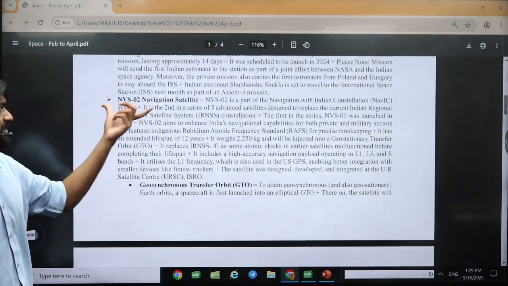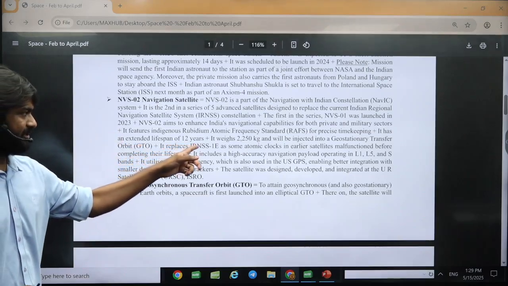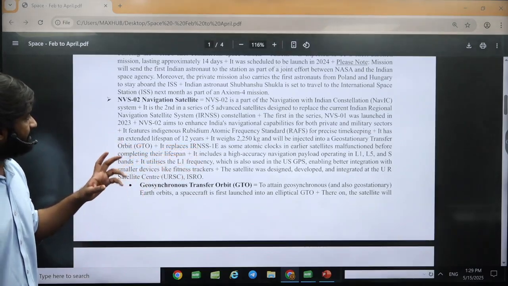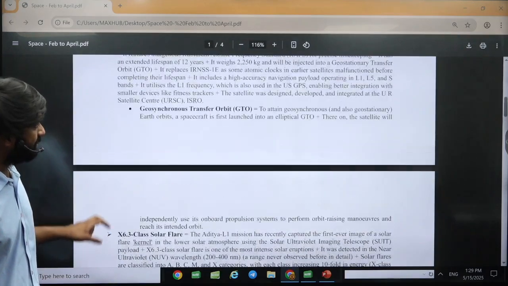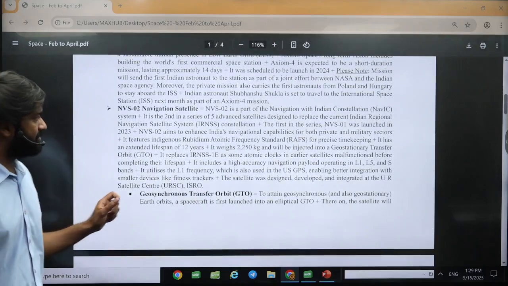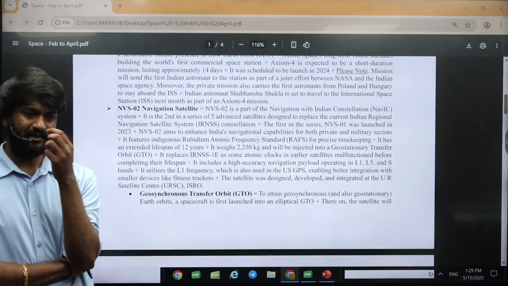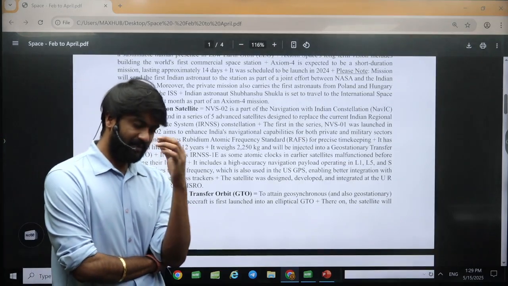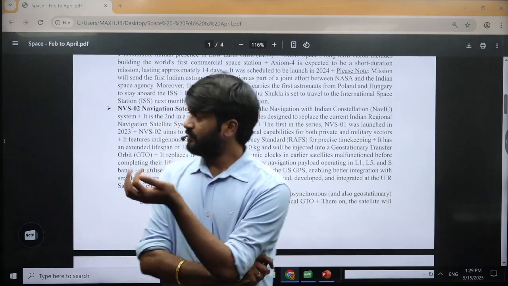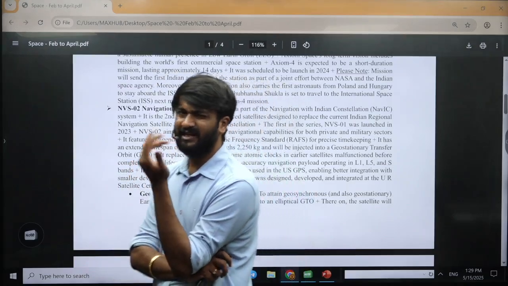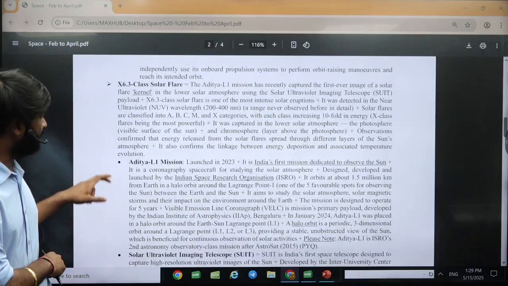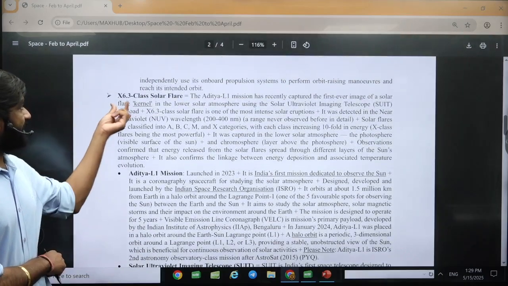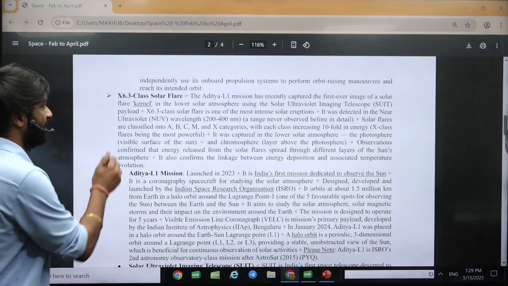Then this is a navigation satellite. I told you in IRNSS we have 7 satellites, out of which 4 are in geostationary orbit and 3 are in geosynchronous orbit. So what is happening? We are trying to replace some of them. So NVS-02 is nothing but the second replacement of one of the satellites. Okay, not that important. Then just remember X6.3, this is nothing but a solar flare.